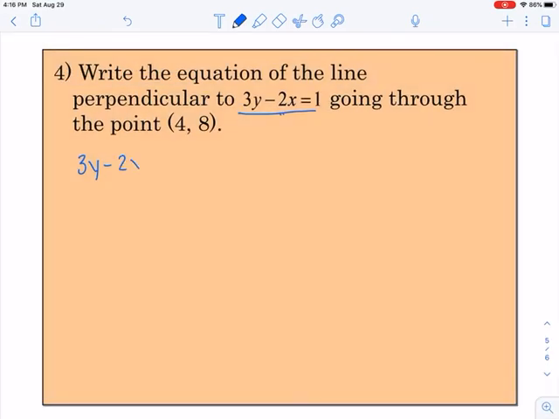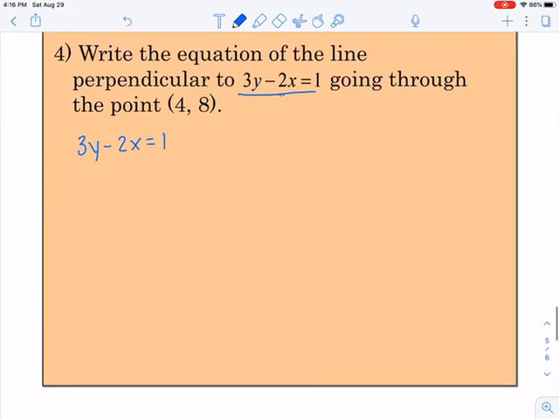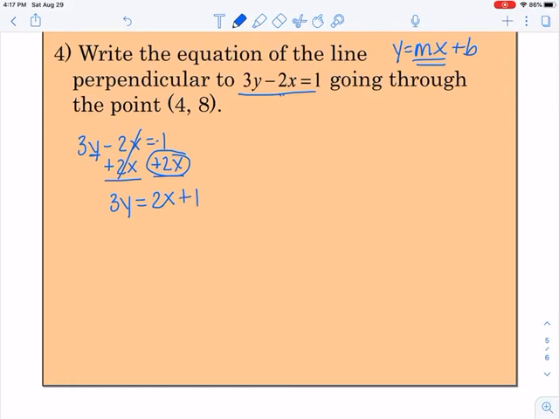Okay, I just rewrote that equation, and now my goal is to solve for y. I want to get this y by itself. So the first thing I'm going to do is add 2x to both sides. Those will cancel, leaving me with 3y on the left, and on the right, again, I want this in y equals mx plus b form. So I want that mx term to come first. So I want this positive 2x to come first, and now this is a positive 1, so we're going to write plus 1. Okay, and then to get y by itself, the opposite of multiplying by 3 is to divide by 3. Those 3's will cancel, so I'll be left with y on the left.